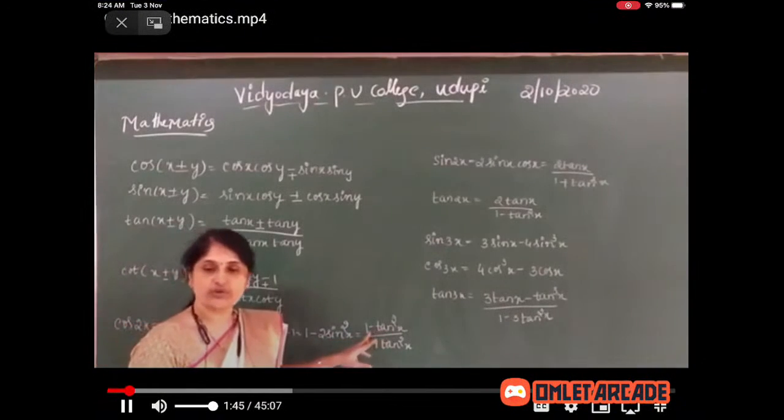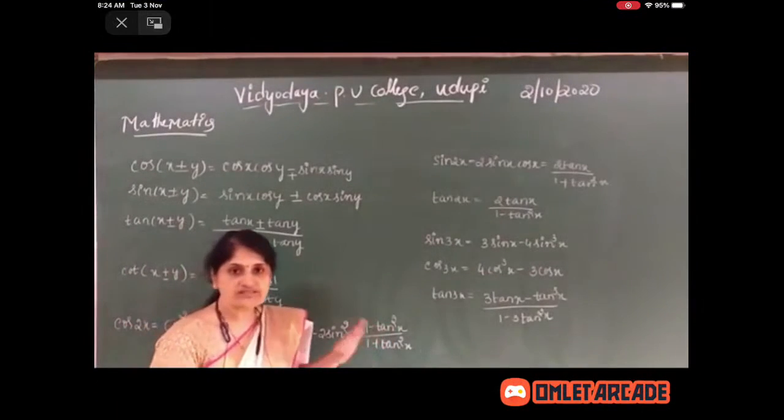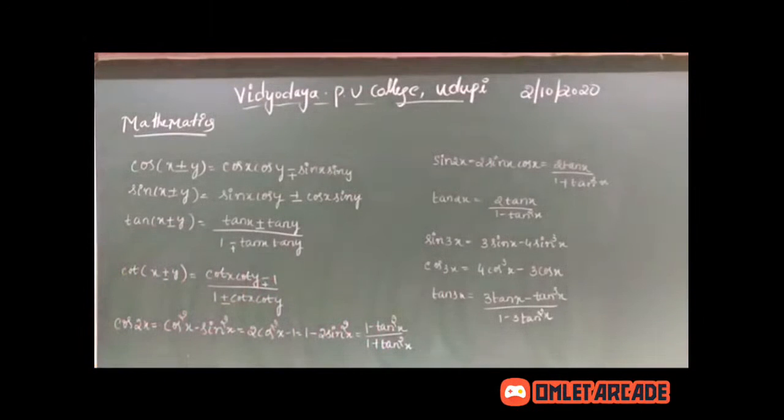in terms of tan, it is 1 minus tan square x by 1 plus tan square x. Now, in this case, understand this. Suppose I write cos x, cos 2x is this value. Now, cos x can be written by dividing by 2. So, we call it half angles. We are dividing the angle by 2.